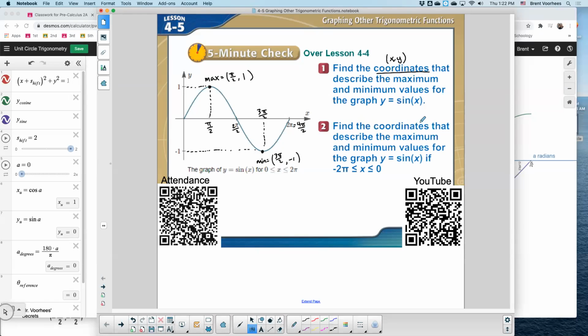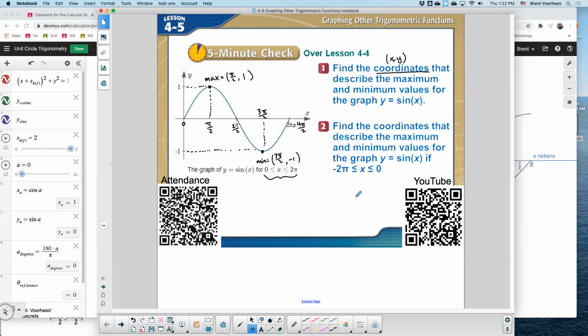Okay, number 2. It says now let's find the coordinates that describe the maximum and minimum on the graph if the domain is listed from -2 pi to 0. So let me come over here and point out that the domain here was from 0 to 2 pi. That's what we just did. Now we're going to take a look from -2 pi to 0.